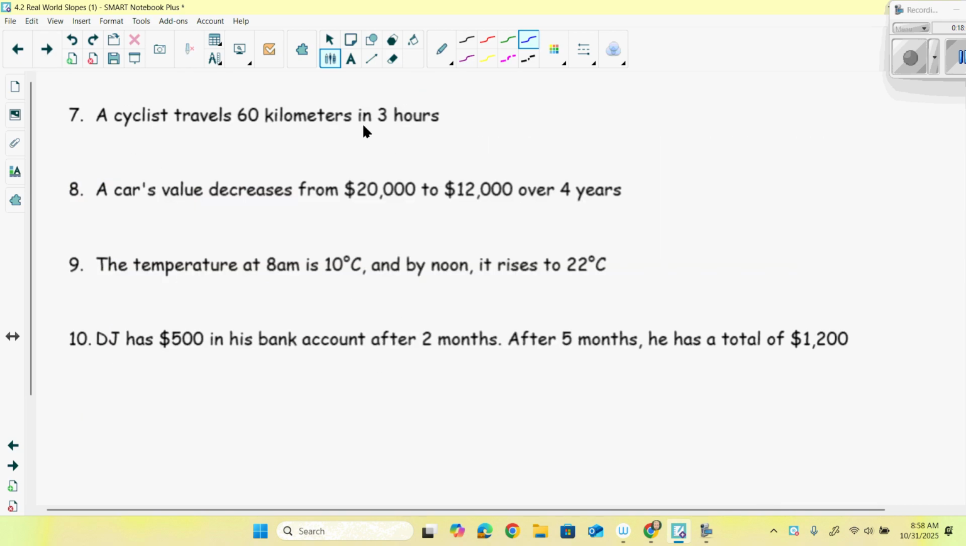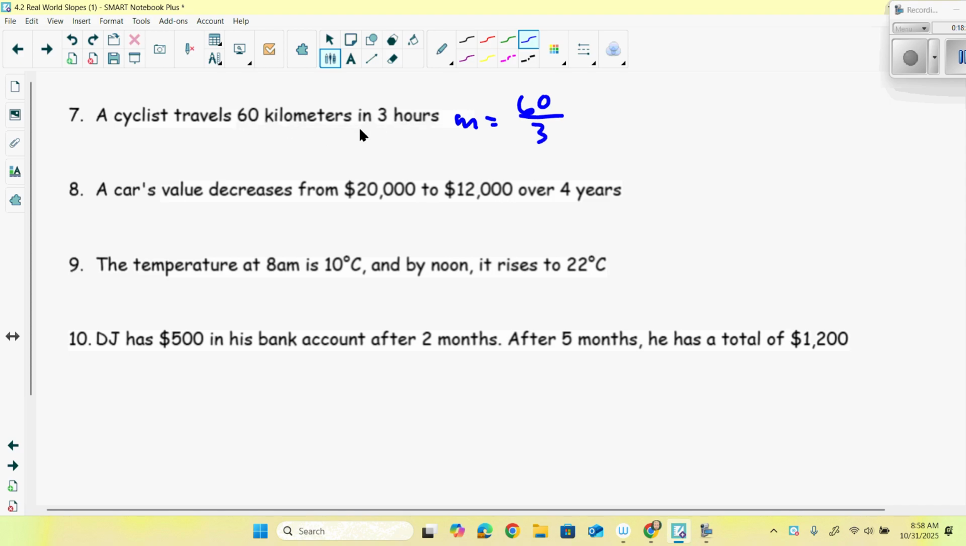Cyclists travel 60 miles or kilometers in 3 hours. Well, that one, they did the work for us. I don't know where they started or stopped. I know the change in y is 60 and the change in x was 3. I'll try to explain this a little bit.